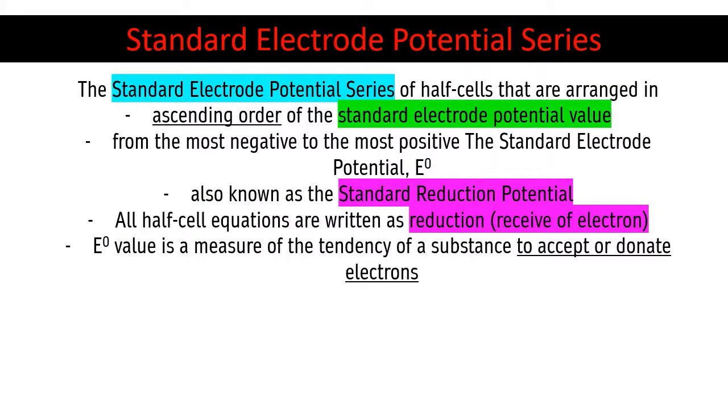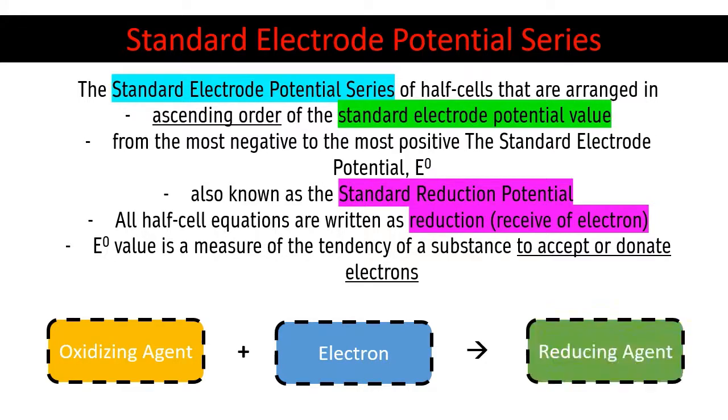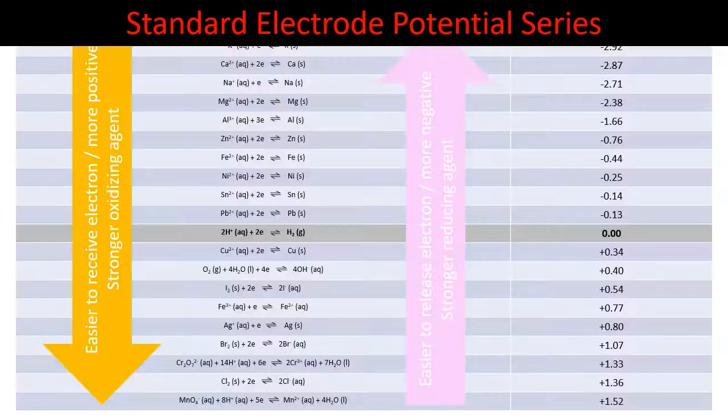The E0 value is a measure of the tendency of the substance to accept or donate electrons. The half equations of the cells are written as an oxidizing agent receiving electrons to produce a reducing agent. This equation can be reversible.